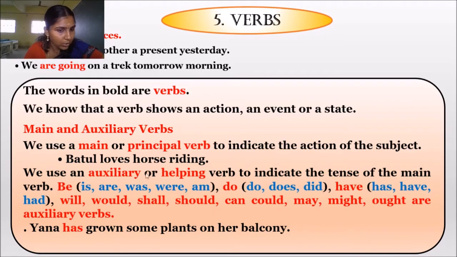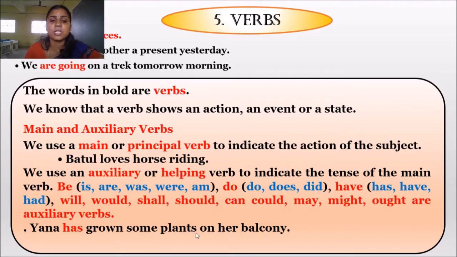See, what are the auxiliary verbs? Be form verbs are is, are, was, were, am. All these are be form verbs. And for do: do, does, did. And for have: has, have, had. Will, would, shall, should, can, could, may, might, ought are auxiliary verbs. These are the helping verbs which help the nature of the main verb to support the sentence. The main verbs are the action verbs: writing, running, reading, sleeping and all. These auxiliary verbs are the helping verbs. We can use these auxiliary verbs in order to help the main verb.